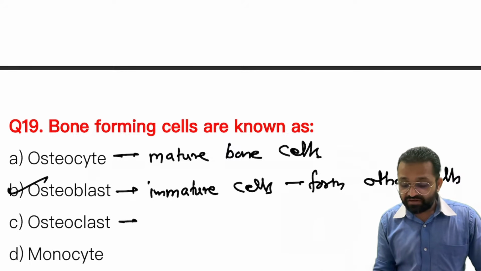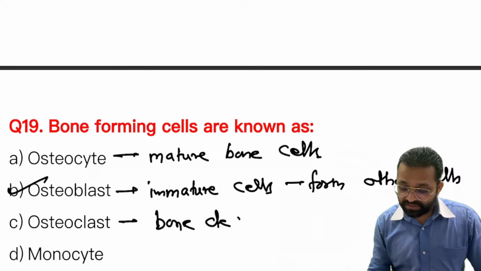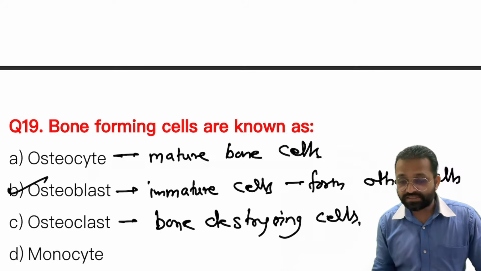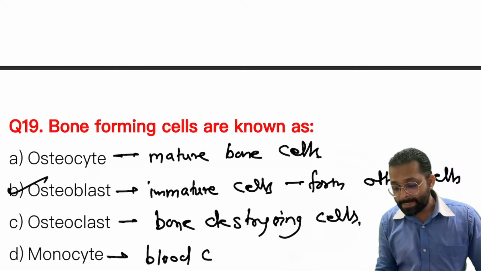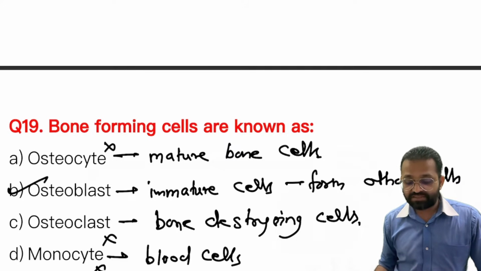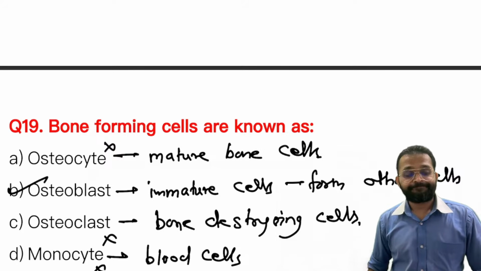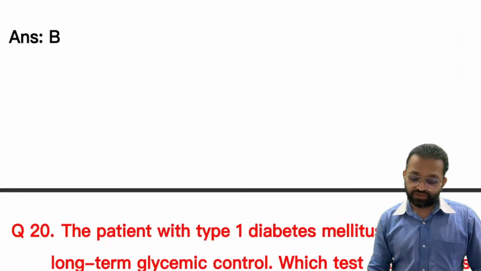Osteoclast, these are bone destroying cells. And monocyte, sir, these are blood cells. So definitely it is not the answer. Answer is the B. Agree? Yes. B is your answer. Now come to the next question.